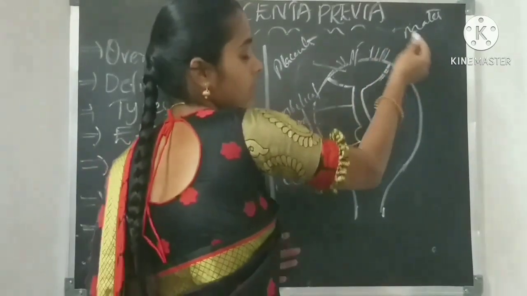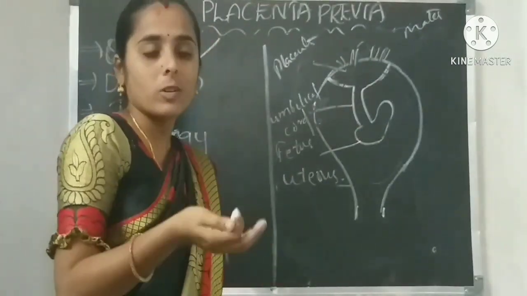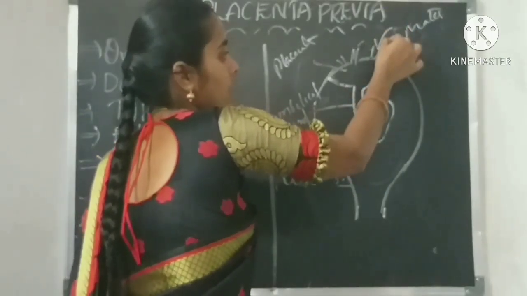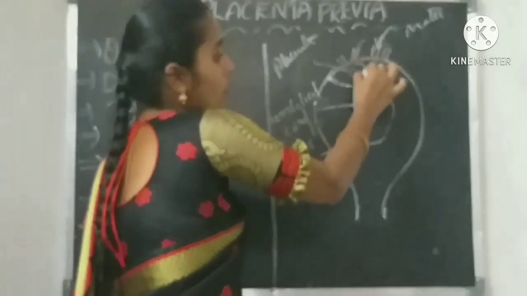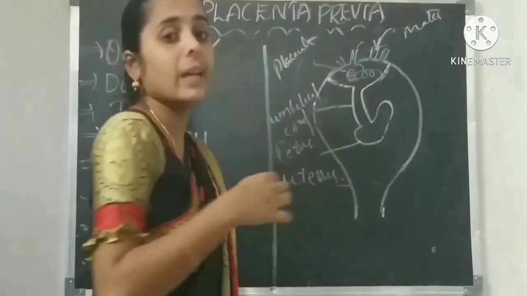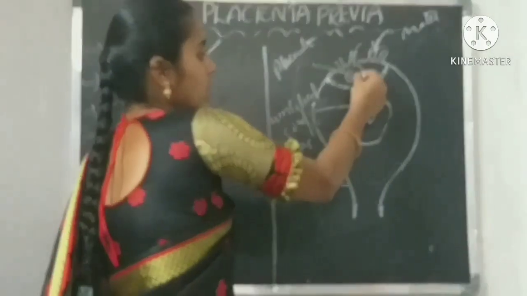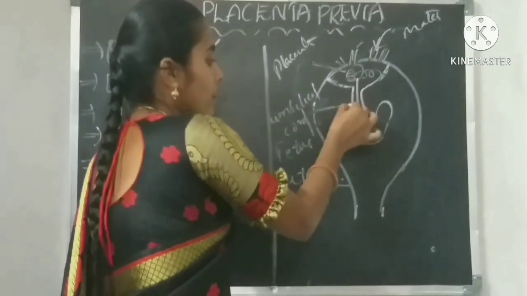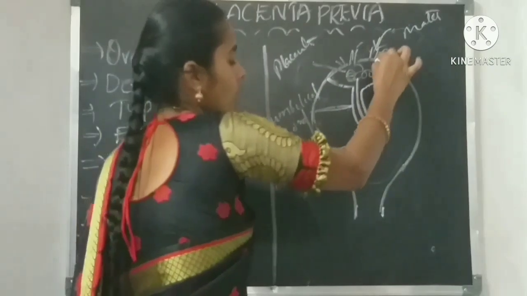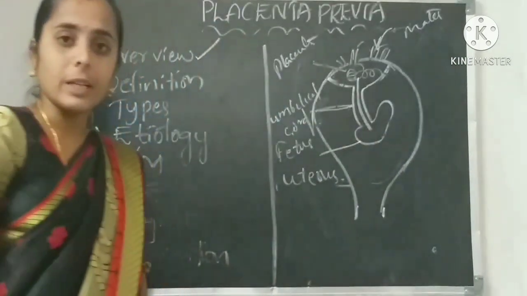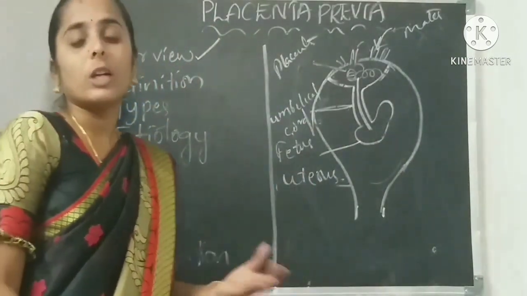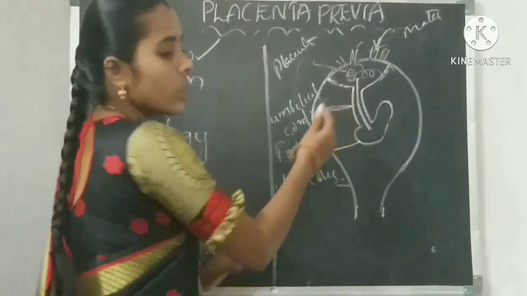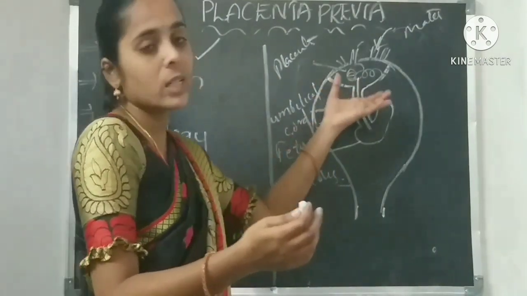So from the maternal side, the maternal food, oxygen and other supplements will reach the blood vessels of the uterus, and from the blood vessels it reaches the placenta, and in the placenta it gets filtered and transported to the fetus through the umbilical cord, for the growth and development of the baby. So this is the overall transportation of the nutrients from the maternal to the fetus.